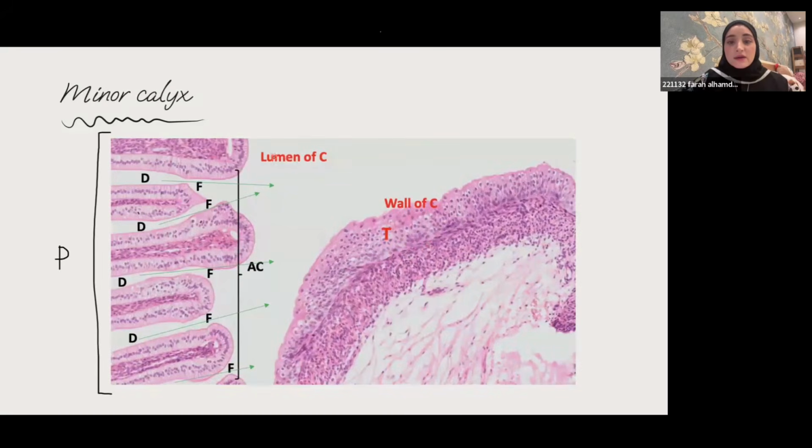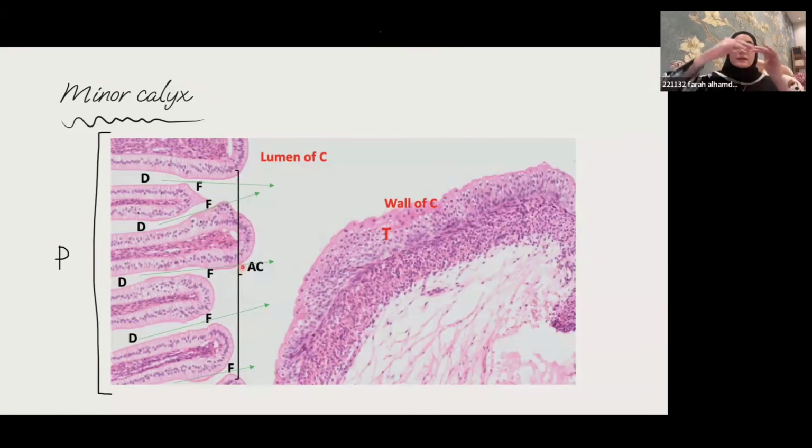So here, this is the minor calyx. This is the papilla of the medulla. These are the papillary ducts of Bellini, the papillary collecting ducts of Bellini. They're all draining into the minor calyx. This is the lumen of the minor calyx, and this is the wall of the minor calyx. This is the area cribrosa. This is just the name of the area. It's not an actual structure, it's just the area. Cribrosa because it has holes. Cribriform, it has holes.